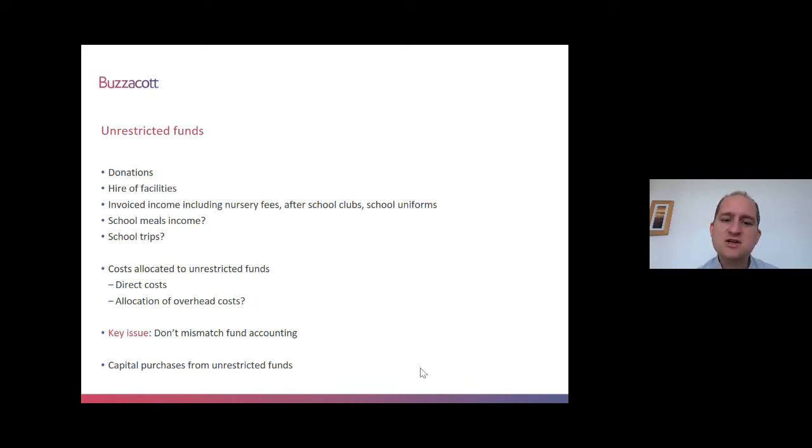But again, the key issue is not mismatching the fund accounting. So if you've got the income in one column, you'd expect the direct costs related to it to be in the same column.